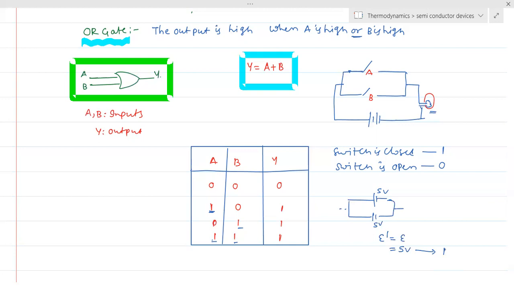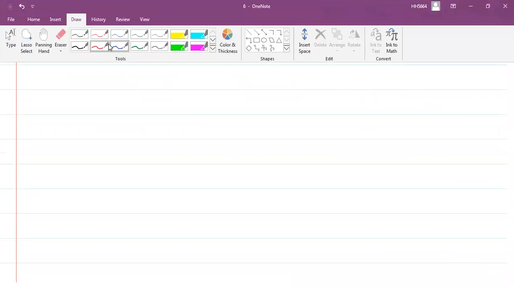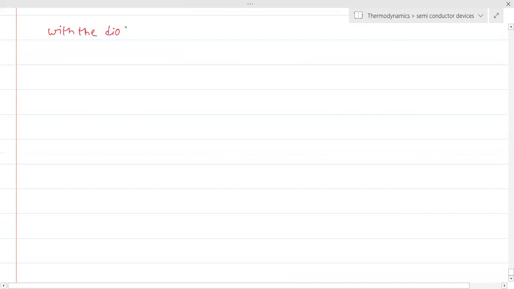Similarly, the voltage constant is 1 only. So we can understand this by means of a switch. And of course we have another way of representation for the OR gate, that is with the diode. This is very precious because in the exams they will directly give the diode diagrams and ask which gate this is.